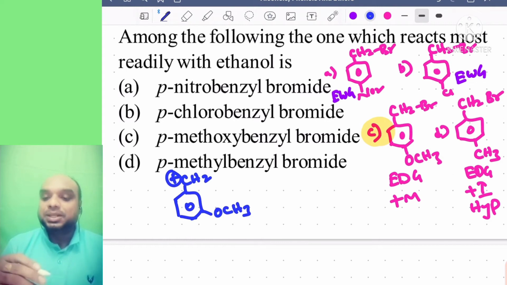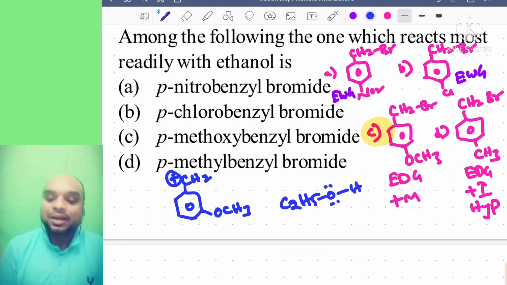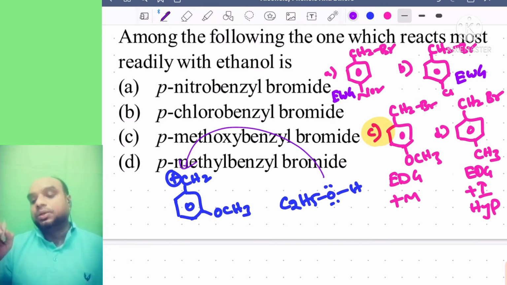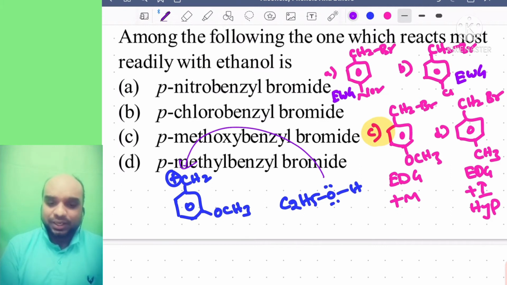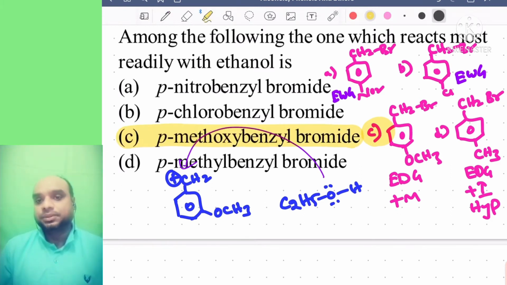So the bromine is replaced by ethyl alcohol. Ethyl alcohol acts here as a nucleophile. On ethyl alcohol there is a lone pair, and this lone pair will attack this group. So among the following, the one which reacts most readily with ethanol is para-methoxybenzyl bromide. The right answer is the C option. Next.